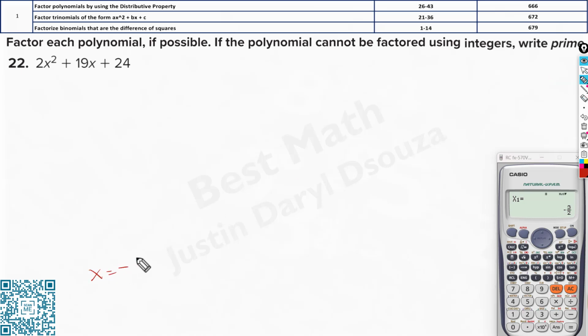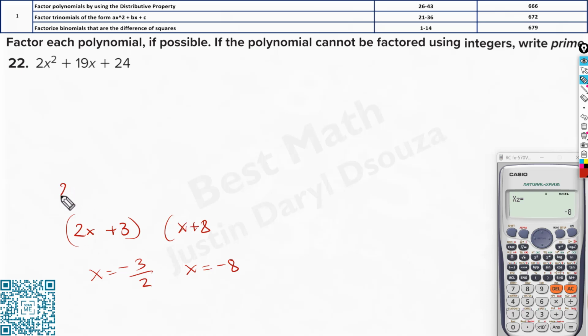x is equal to negative 3 by 2. And then there's one more answer because it's quadratic. There are two solutions. x is equal to minus 8. So how can we write the factor? Now directly you can do this. 2 goes to the other side, will be 2x, and 3 to the other side will be plus 3. This is one factor. x plus 8 is another factor.